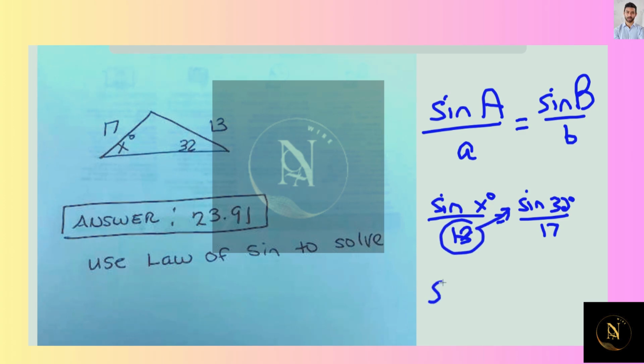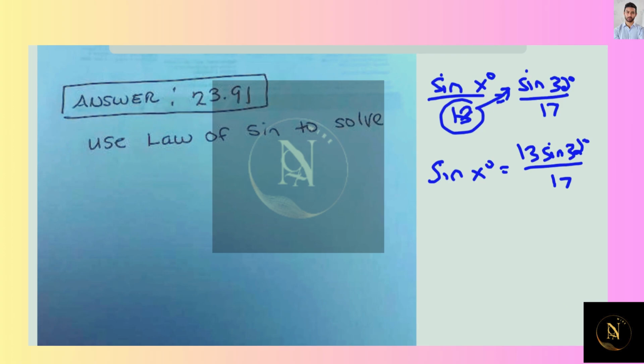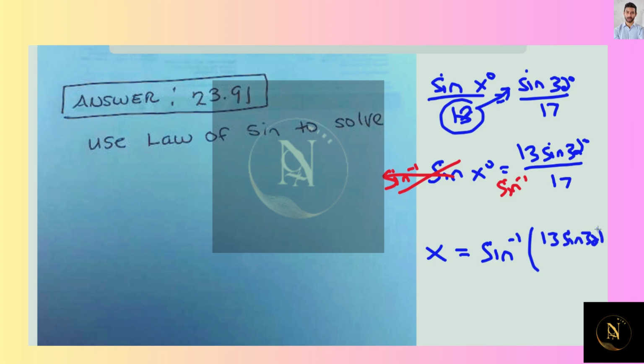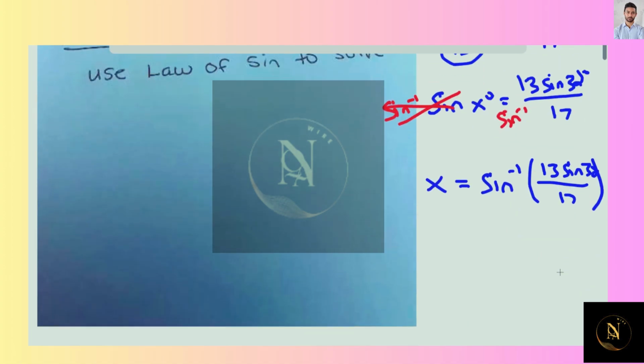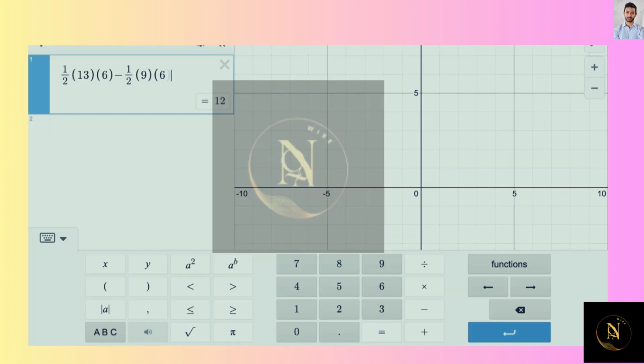So we get sine x equals 13 times the sine of 32 over 17. And now to solve for x, you must take the inverse sine of each side of the equation, which just gets rid of it on the left, and we have x equals the inverse sine of 13 sine 32 over 17. And now this needs to be calculated, and your calculator should be in degree mode.